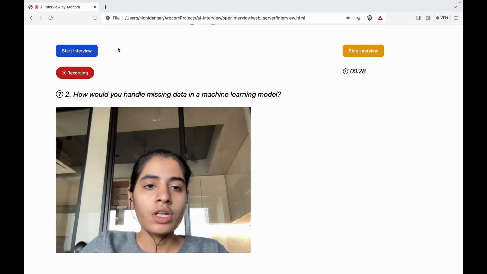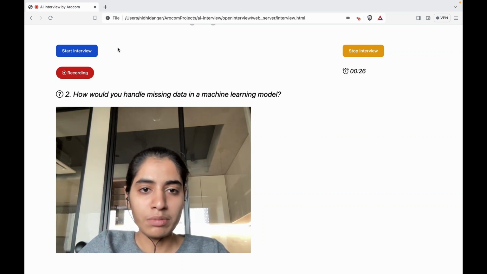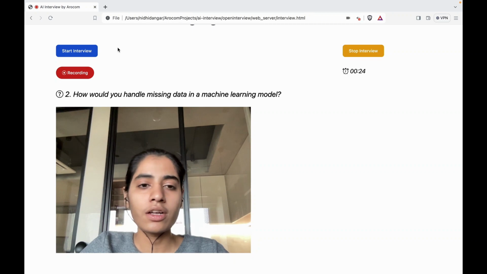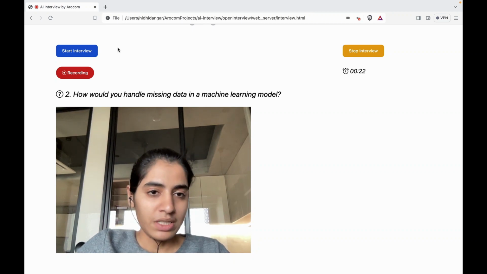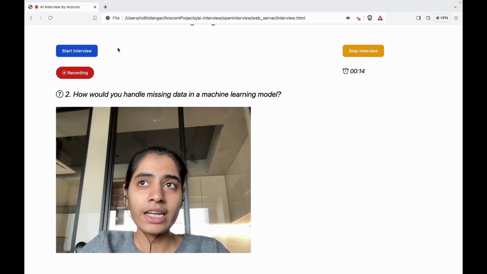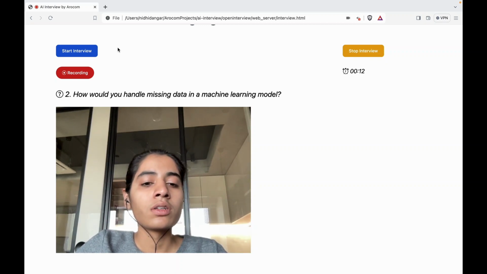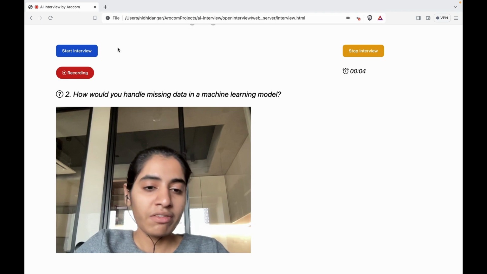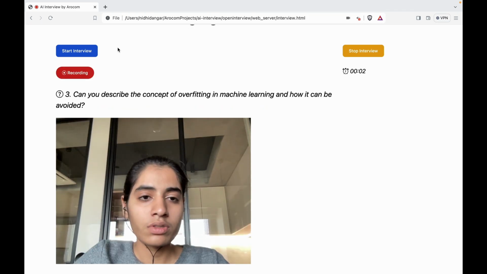In a machine learning model, there are multiple techniques to handle missing data. First, we remove the missing data, depending on how important the features with missing values are. The second is we try to replace the missing values with other values, like repeating values or some statistical values.